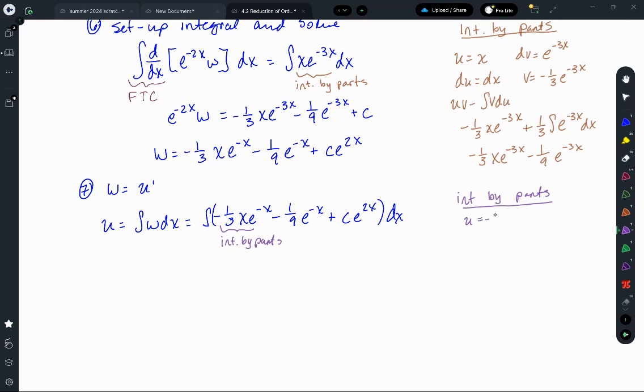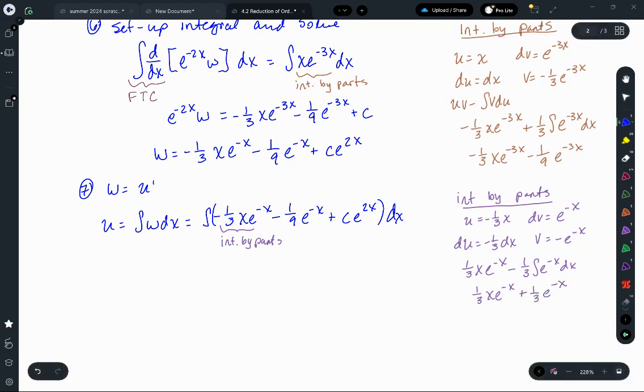So u is going to be the negative 1/3 x. dv will be the e to the minus x. du is a negative 1/3 dx, and v is equal to a negative e to the minus x. So the uv gives us 1/3 x e to the minus x, minus v du will be triple negative, so it's still minus 1/3 the integral e to the minus x dx. One more integration, this is 1/3 x e to the minus x plus 1/3 e to the minus x.